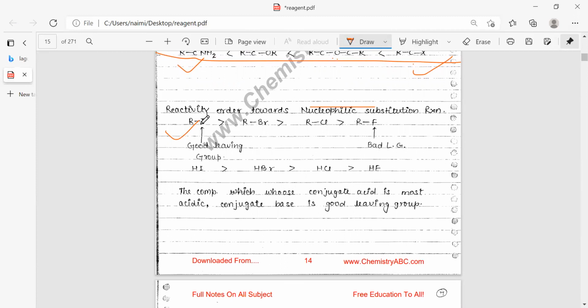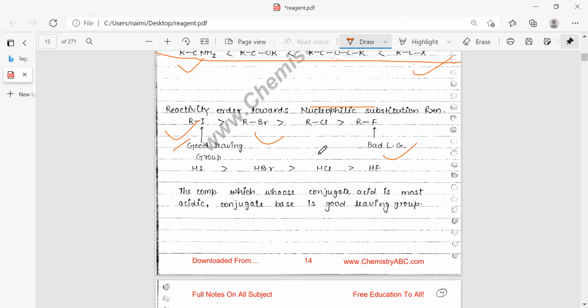So iodine will be the best leaving group. It is more bulky, so that is why it will act as the best leaving group. This will create R minus. So reactivity towards nucleophilic substitution takes place via this one. You can see a good leaving group, then bromine, then chlorine, then fluorine, which is a bad leaving group.